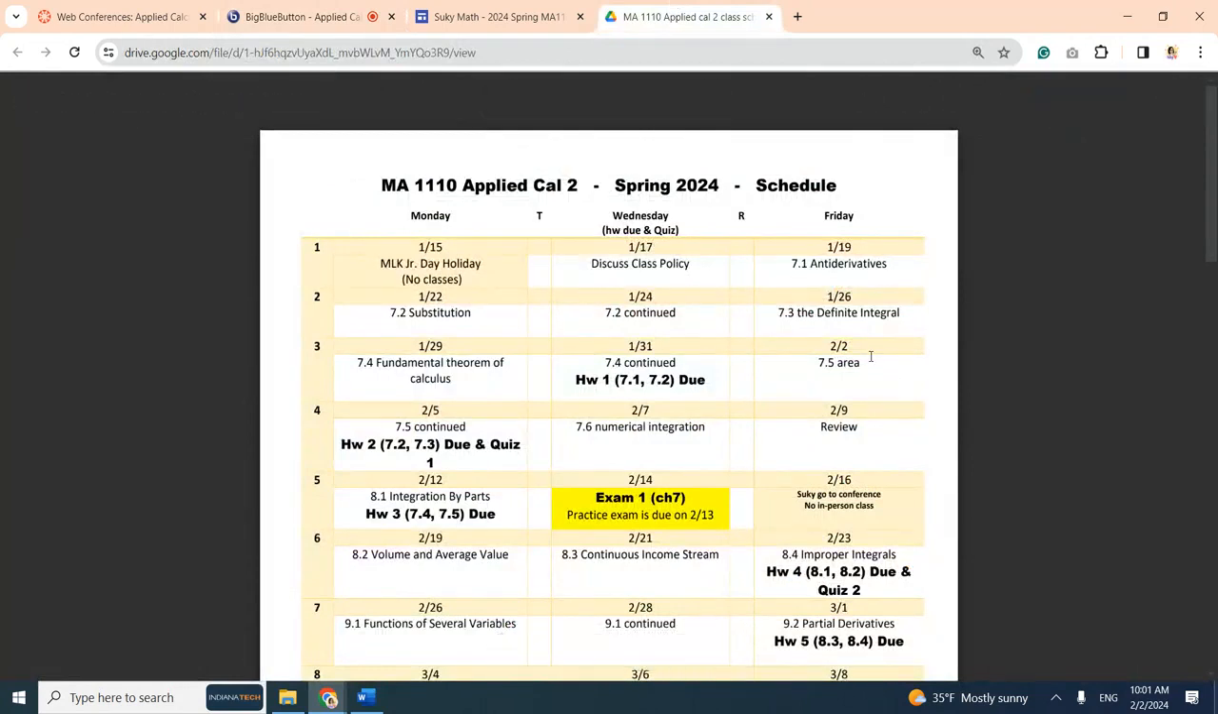So today we will continue to work on session 7.5. And then next Monday, you're going to have homework 2 about 7.2 and 7.3. Okay? And you also have quiz 1. So quiz 1 will be about 7.1, 7.2, and 7.3.